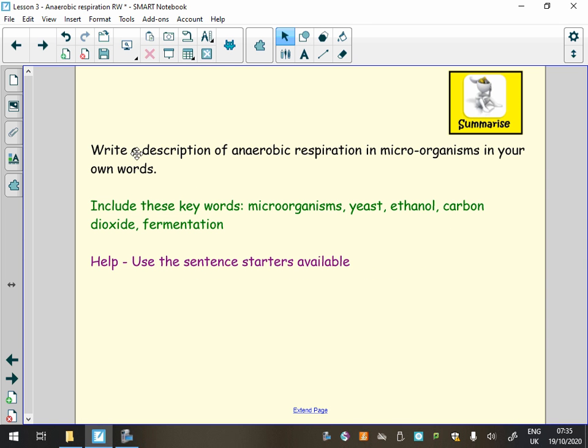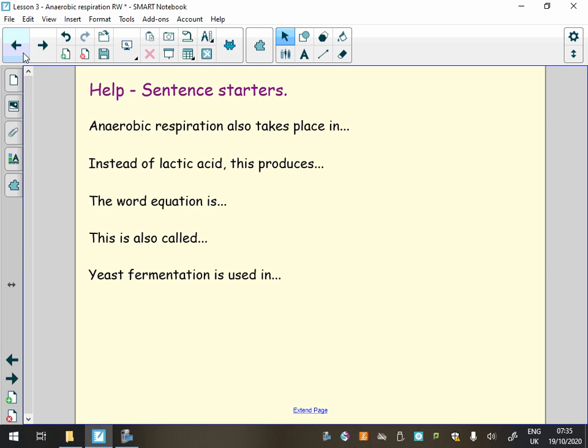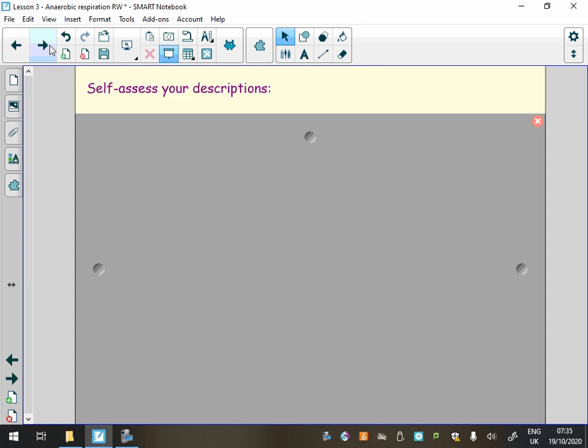So next section then, write a description of anaerobic respiration of microorganisms in your own words. So include the keywords microorganisms, yeast, ethanol, carbon dioxide, and fermentation. So there are some help sentences here to obviously help you if you're stuck. And there are some answers for your descriptions here. So obviously you are going to have to pause in between. I do apologise, I've not looked through this lesson in very much detail.